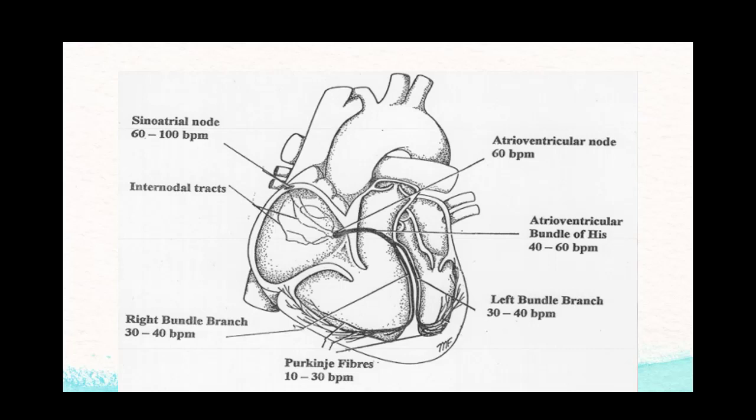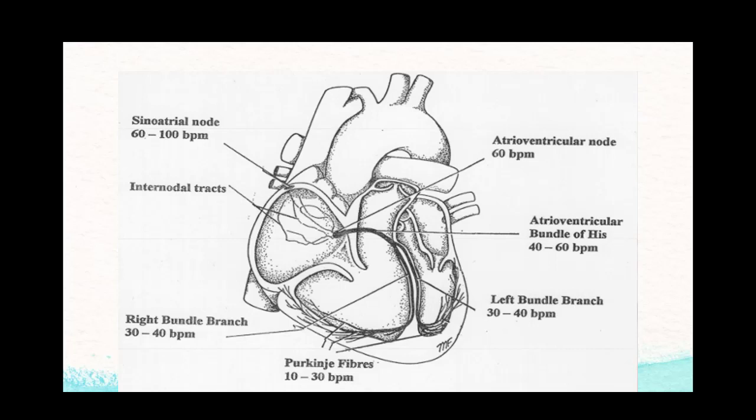So the normal heartbeat is going to go from the SA node, through the internodal tracts to the AV node, from the AV node into the bundle of His, and from the bundle of His it breaks down into the left and right bundle branches, carrying these electrical impulses to the ventricles, and it terminates in Purkinje fibers.